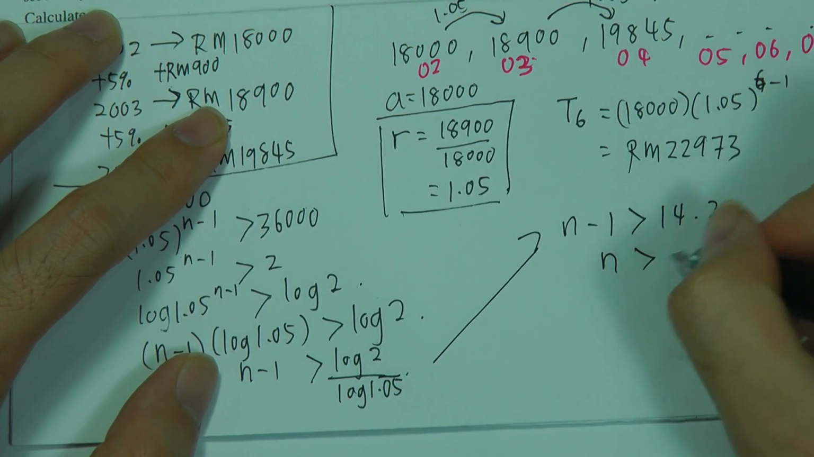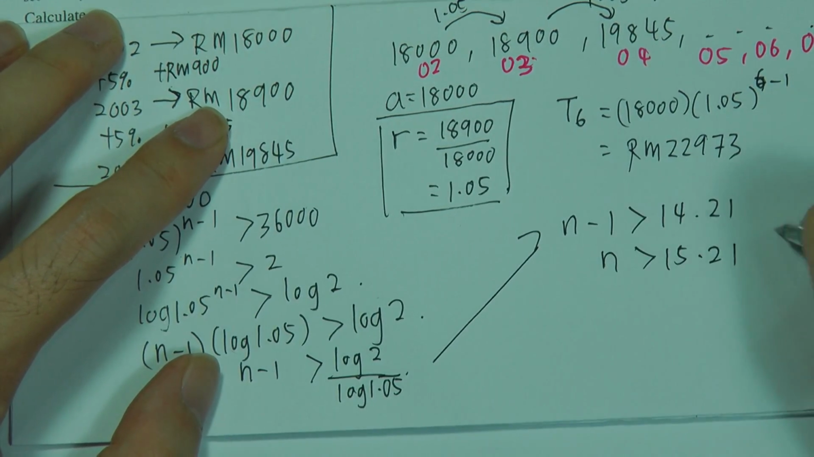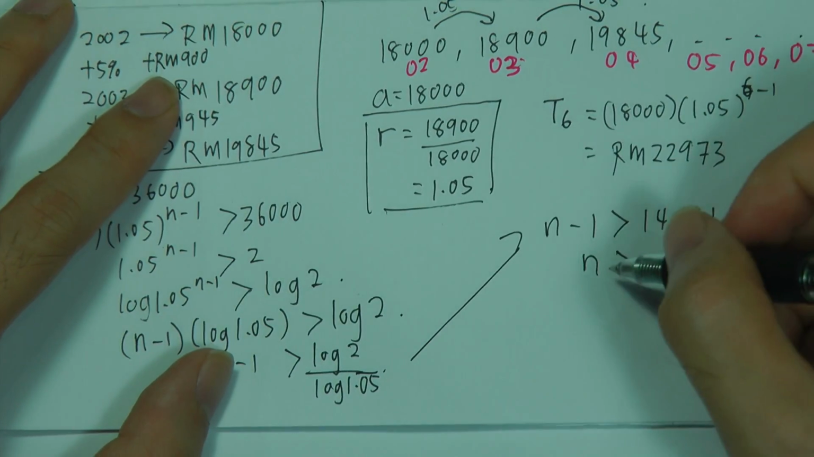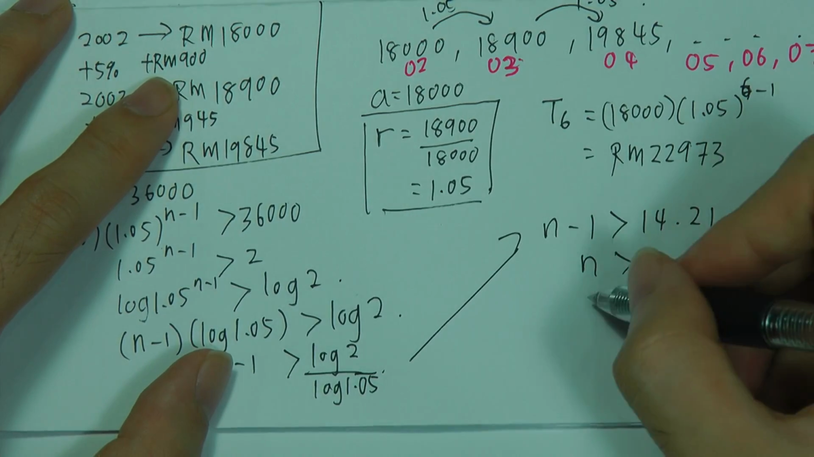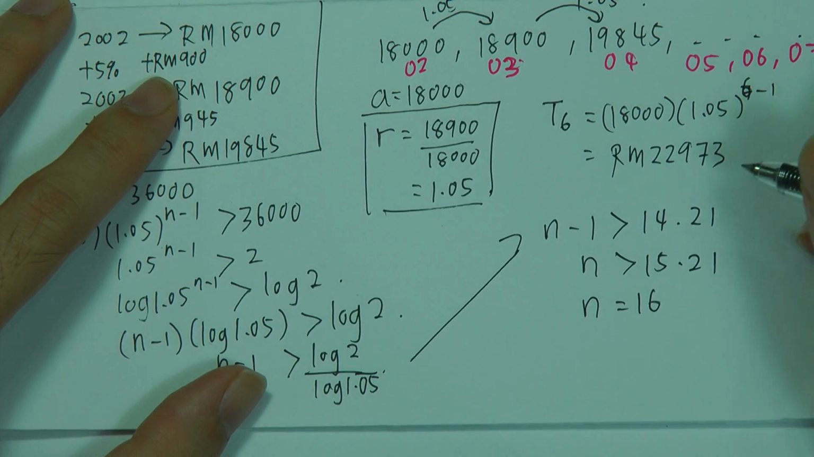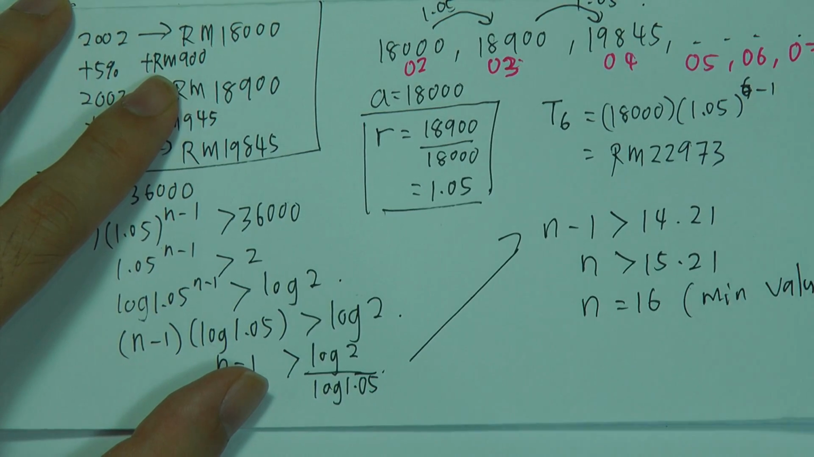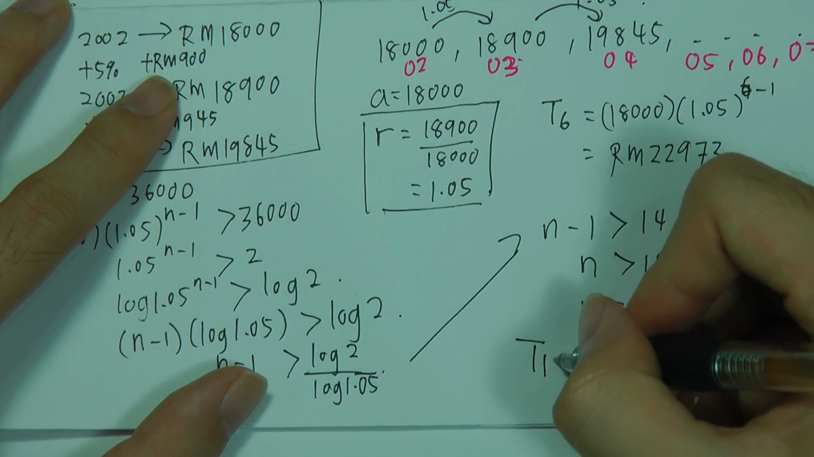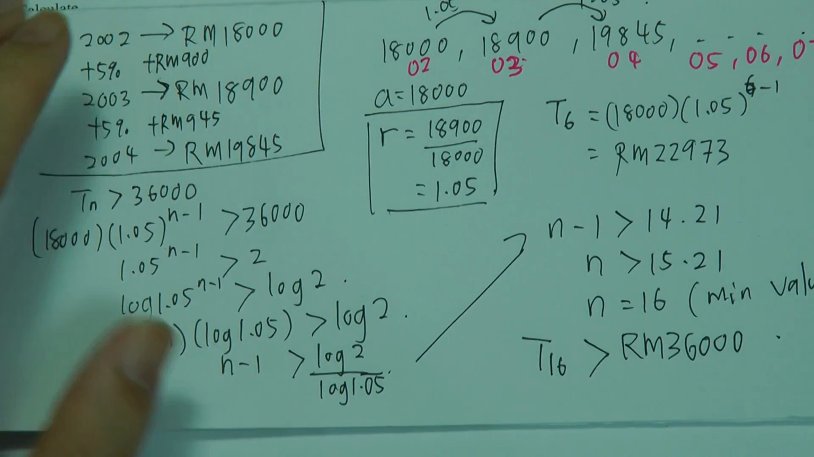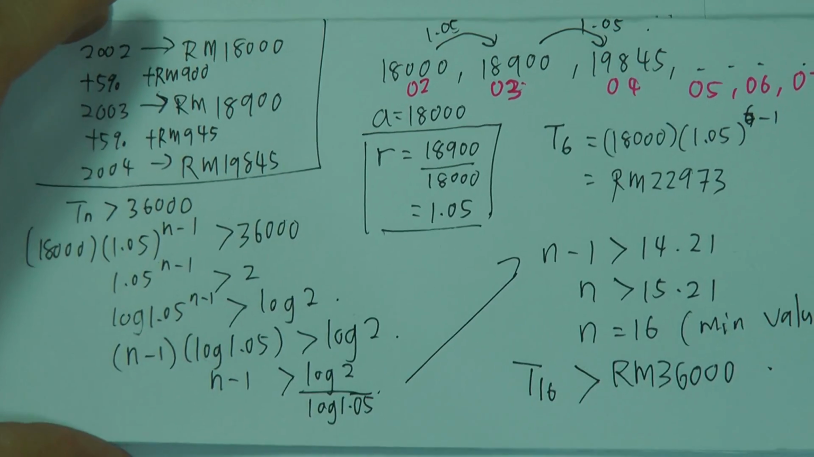So n will be bigger than 15.21, because minus 1 move to that side just become plus 1. So 14 plus 1 will become 15. It's simple. So n, the smallest value, or they say minimum value, is n will equal to 16. Minimum value of n, so means what? Means T16 you can get more than 36,000. That's all. So geometric progression you always need to use the log to solve it.